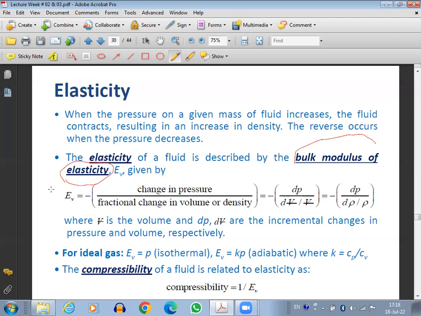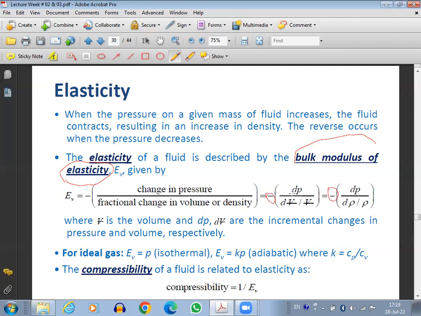Change in pressure divided by fractional change in volume or density. Fractional change in volume or density is the change in volume per unit original volume, or change in density per unit original density. So dp over dv by v, or dp over d rho by rho. But there is a negative sign here, which is important. Why the negative sign? Because of the nature here: if you increase the pressure, the volume will decrease. So there is an inverse proportionality.